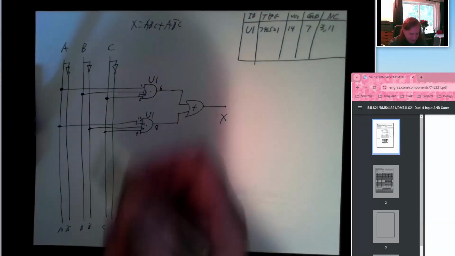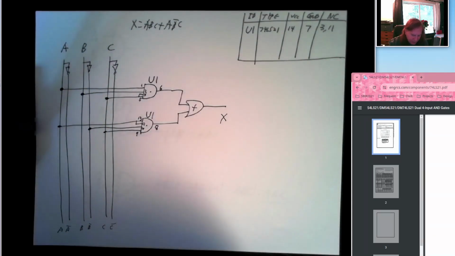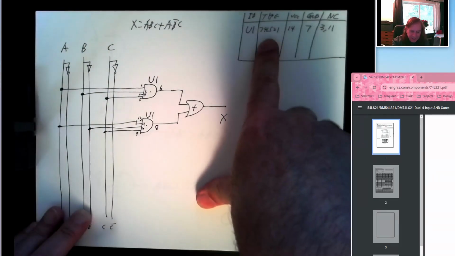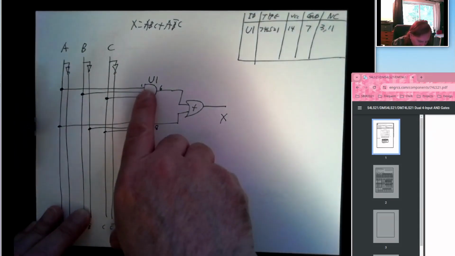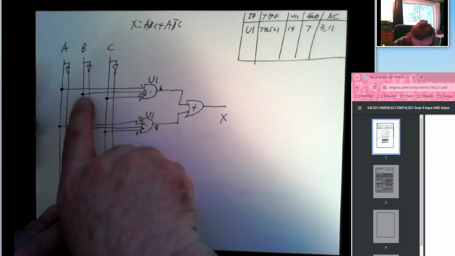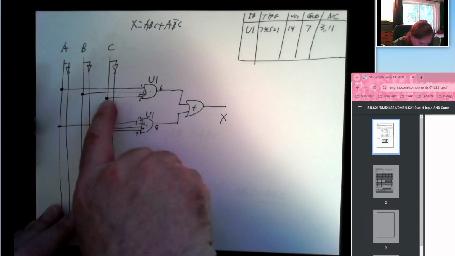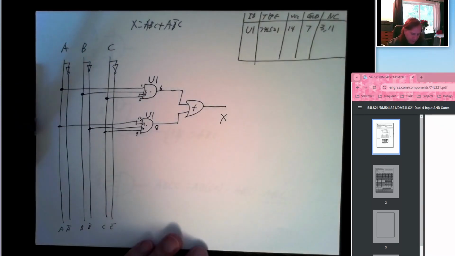So now if somebody sees this diagram, they know, okay, U1, I have to go and get one of these chips, put it into my board, hook up power and ground. All right, pin 1 is going to go over here, pin 2 over here, pin 4 and 5 are going to go over here, and so on.